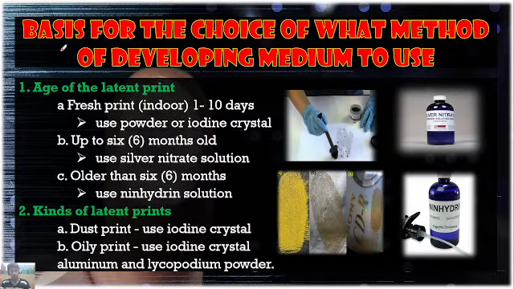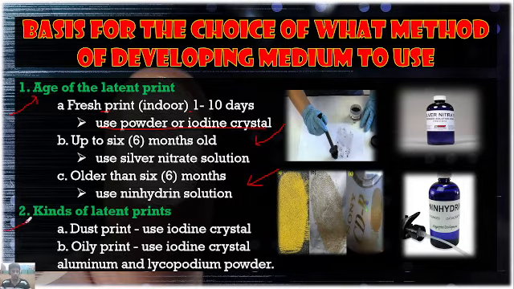And we have here the basis for the choice of what method of developing medium to use. As to age of latent print, when it is still fresh, ideally 1 to 10 days, then maybe we can still use powder or iodine crystal. If it is up to 6 months old, then we can use silver nitrate solution, the liquid method. And if older than 6 months, then we can use ninhydrin solution, or maybe we can use the gas method as well.